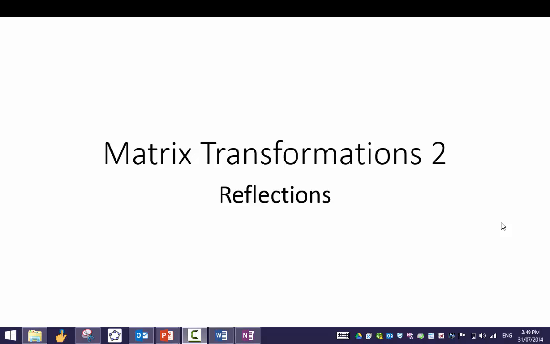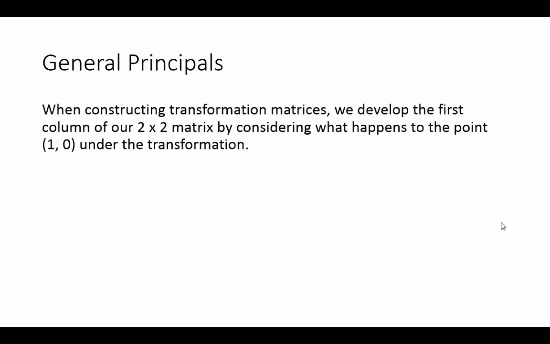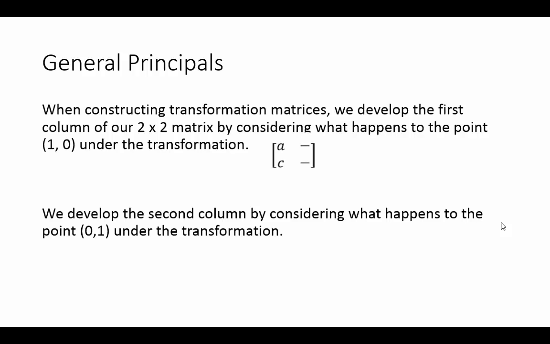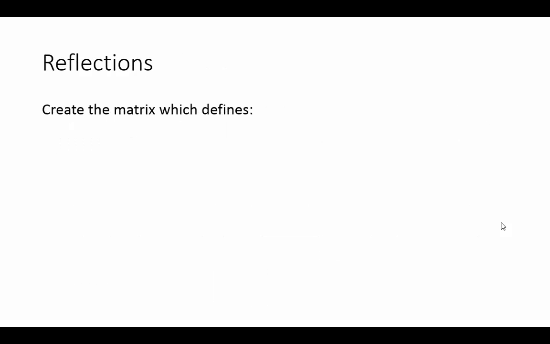In this video, we'll look at the second of our matrix transformations, reflections. So our general principles still hold. That is, when we're constructing our transformation matrix, we develop the first column of our 2 by 2 matrix by considering what happens to the point (1, 0) under the transformation. And then we develop the second column by considering what happens to the point (0, 1) under the transformation. And then we put those together to get our final transformation matrix.